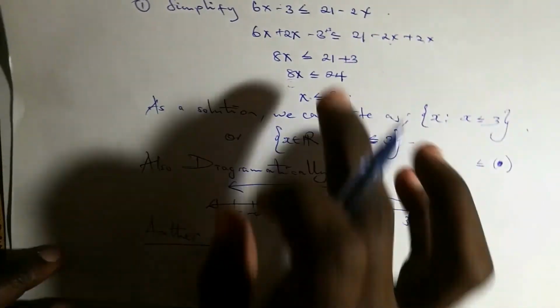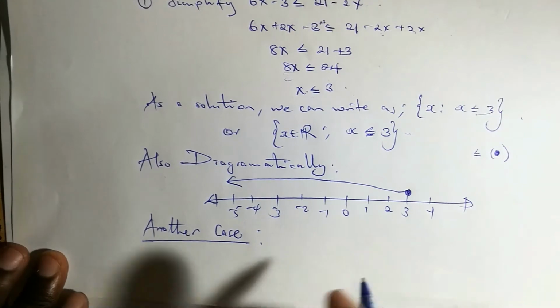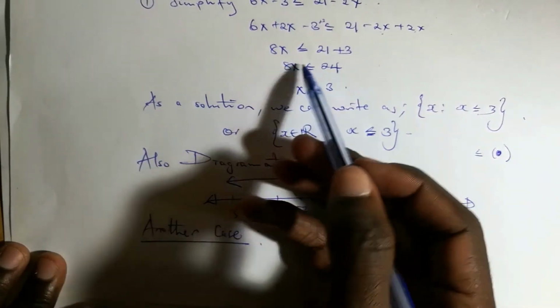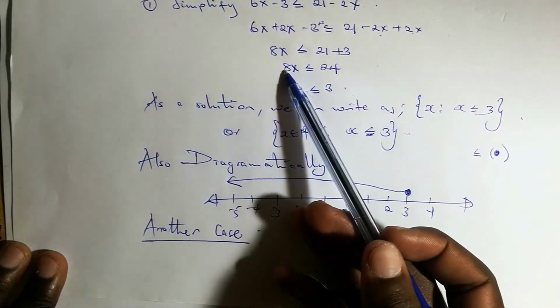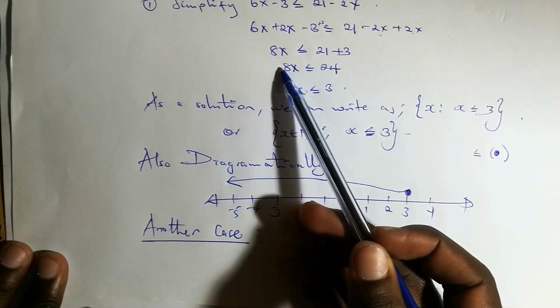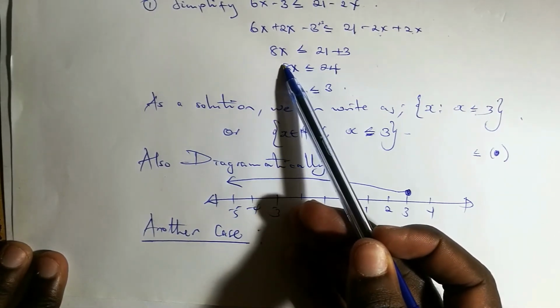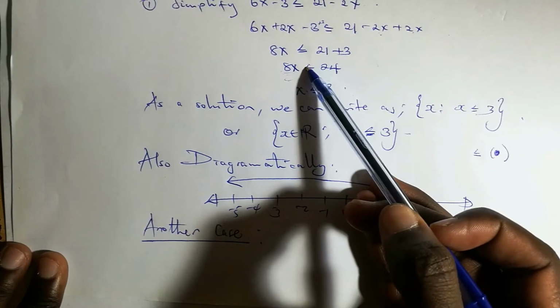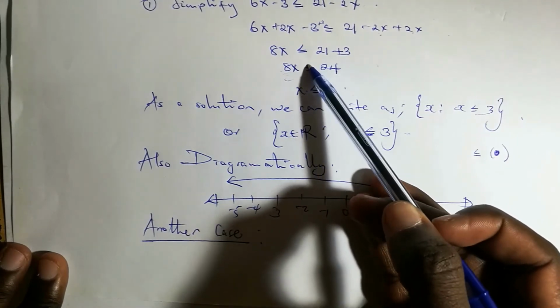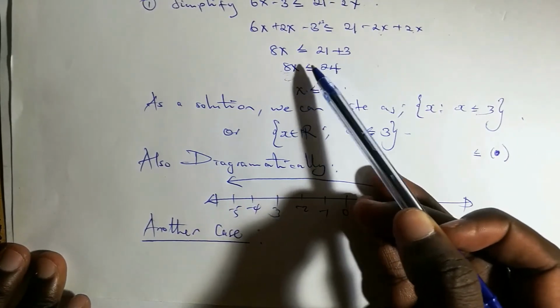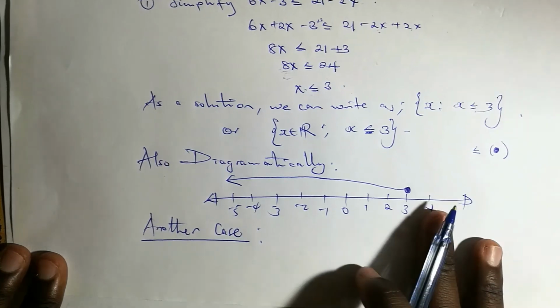For this case, sometimes we solve this and we realize that we have reached a point whereby we had to divide by, let me say, 8 was a negative number. For such cases, we always change this sign. That means for this case, this one will change to be greater than or equal to. And I'm going to show you why.